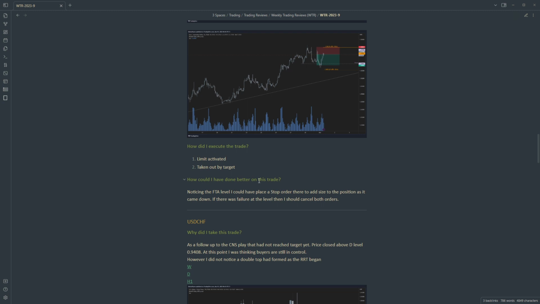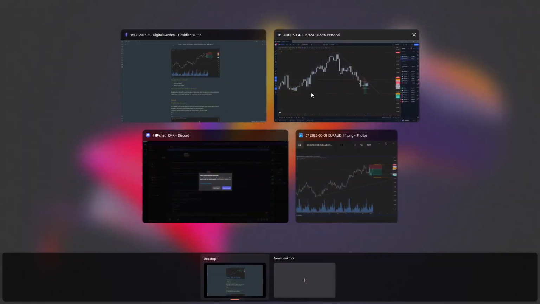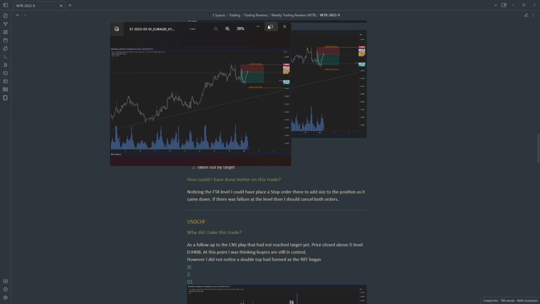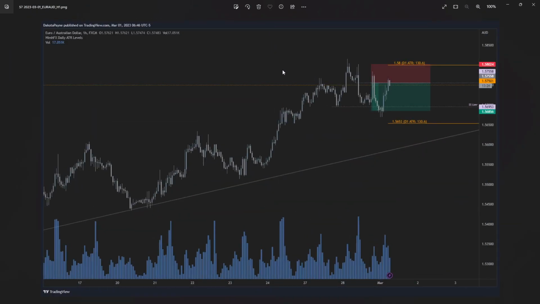How could I have done better on this trade? Noticing the first level of resistance, I could have placed a stop order there and added size to that position as price came down if there was failure. Now, this isn't a set-in-stone way of adding size yet. I'm just experimenting with new ways to add more to my positions instead of the typical waiting for my exact setup, because that takes pretty much a runner in order to happen. So I'm looking to add more size into these shorter positions.